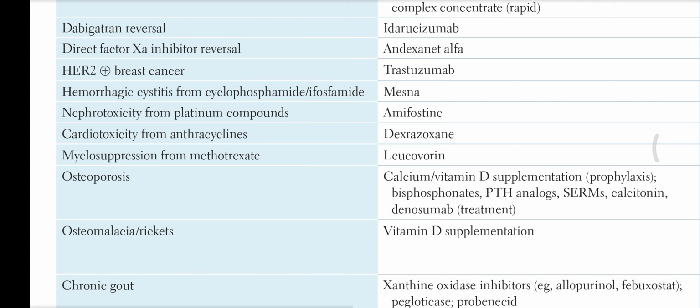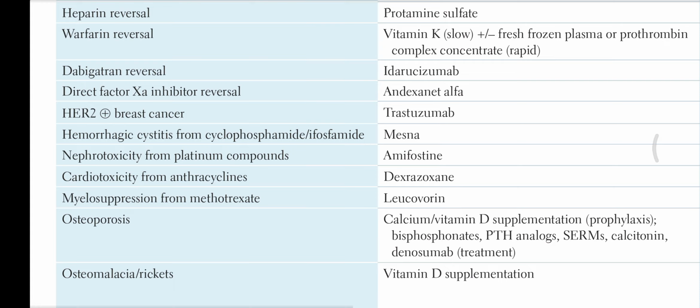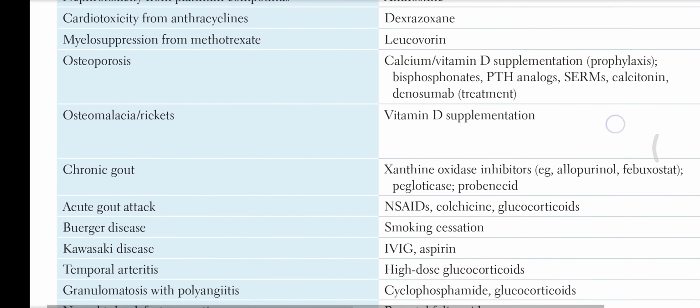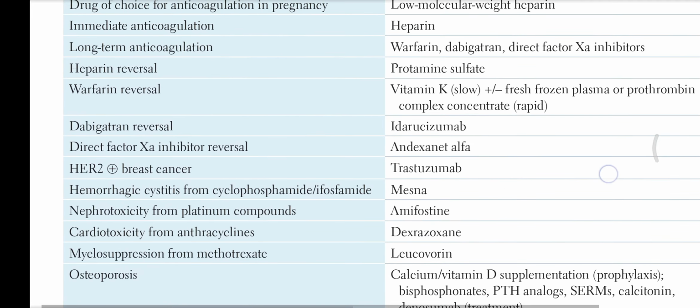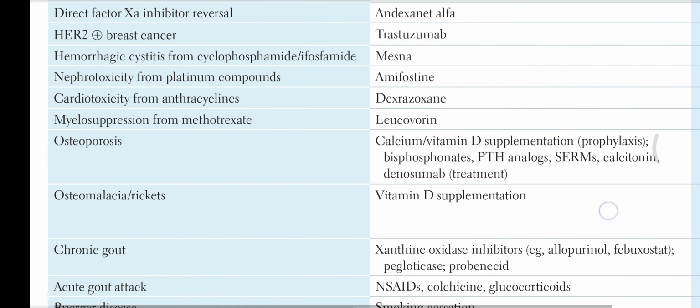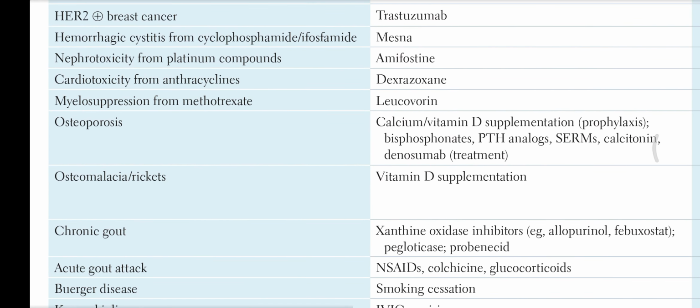HER2 positive breast cancer: trastuzumab is given.